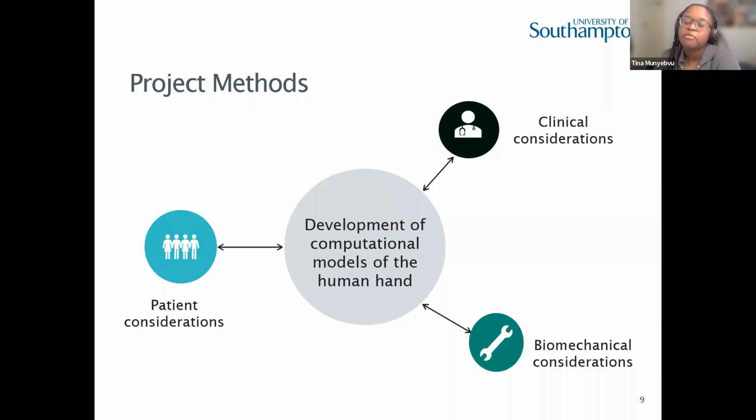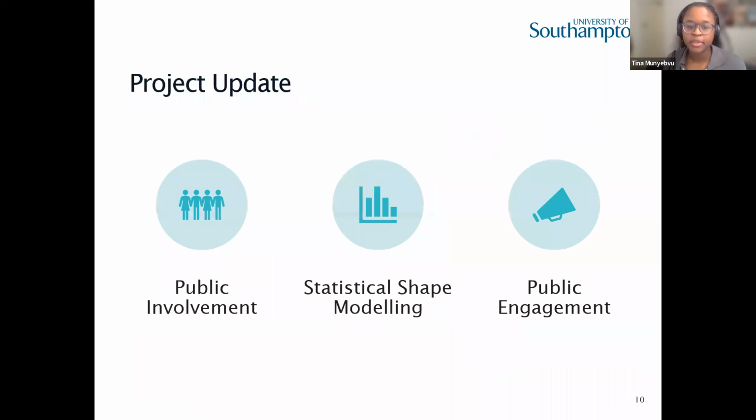So the overall aim of my PhD is to investigate how key clinical, biomechanical, and social factors and characteristics of hand joint disease can be investigated by incorporating the public's voice and thus generating computational models of the human hand. So that was sort of a quick project background. So now I'll give the update.